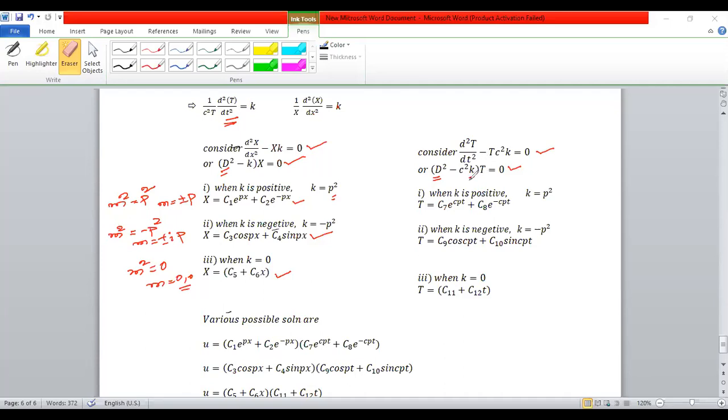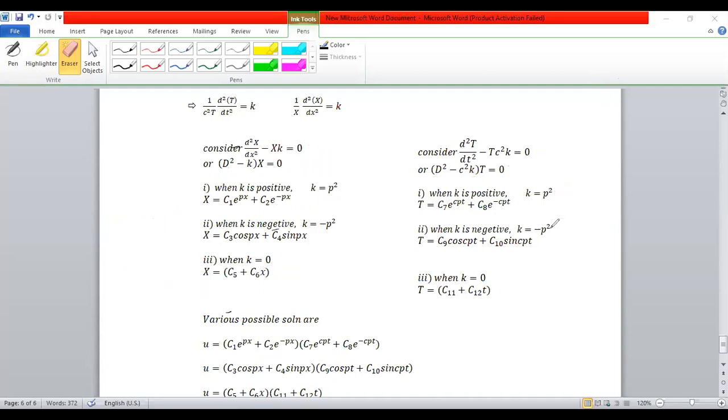First case, when k is a positive constant, say k is equal to p square. Then the auxiliary equation will be m square is equal to c square p square. Therefore, m is equal to plus or minus cp. The roots are real and distinct. Therefore, rule number 1 is applicable. T is equal to c7 into e power m into t, here m is cp, plus c8 into e power m into t, where m is minus cp. This is the solution.